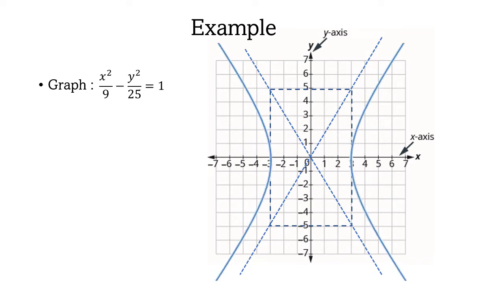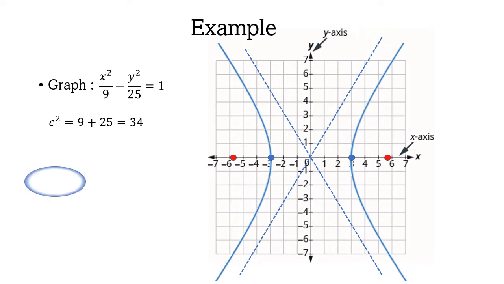Now, the vertices are located at (3, 0) and (-3, 0). And the foci are located at square root of 34 to the left and to the right of 0. So the red points are the foci and the blue ones are the vertices. Keep in mind the equation of the asymptotes is y equals plus or minus 5 over 3 x.